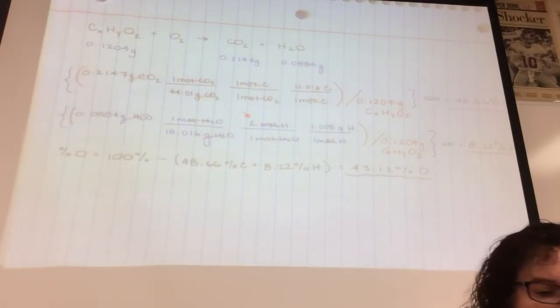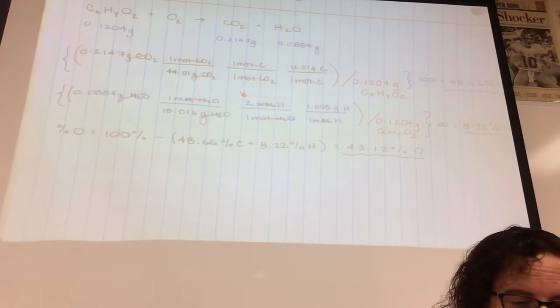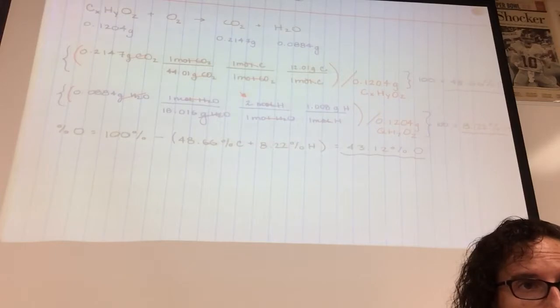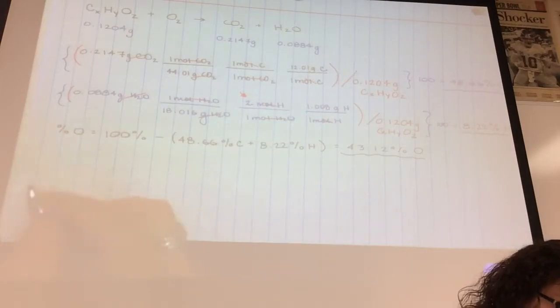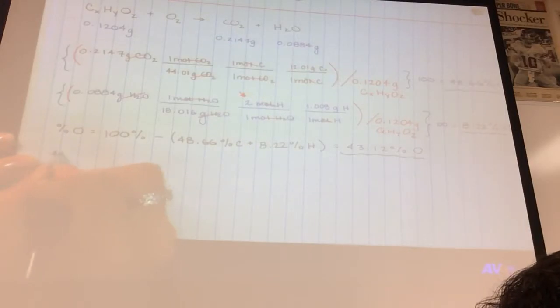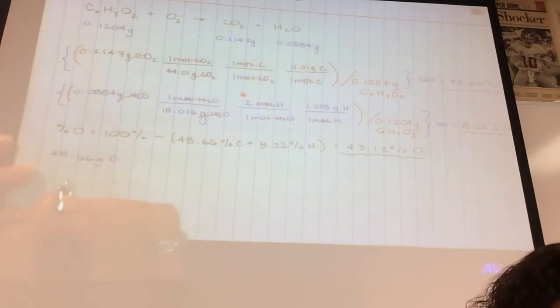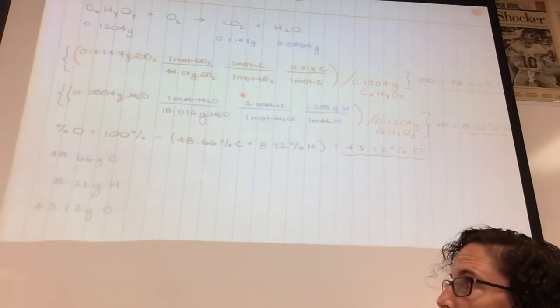Now we have all our percents, and you already know how to get the empirical formula from the percent. Let's work through it. I just want to point a few things out that I noticed in the quiz. Most of you were highly successful with this problem. What we had here is 48.66, which we can make grams of carbon, 8.22 grams of hydrogen, 43.12 grams of oxygen.